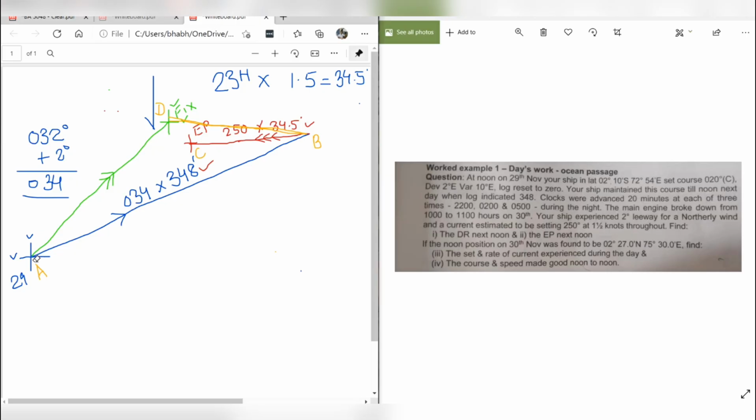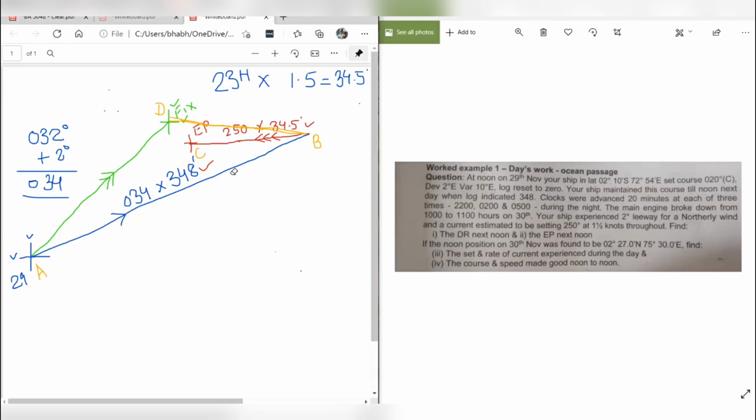See, the vessel has steered a course starting from A. The course steered is 034, distance covered is 348. If there was no current in the area, we would have reached at position B. But we have not reached at B. Where we have reached is position D. D position is where we have reached. So B to D, how did the vessel go?